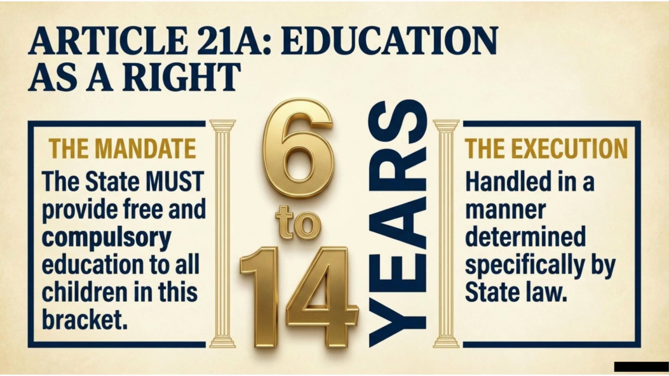Article 21A was inserted by the 86th Constitutional Amendment in 2002, and it gives constitutional status to the right to education. It says, the state shall provide free and compulsory education to all children between the ages of 6 and 14 years. The manner in which this is implemented is determined by state law.